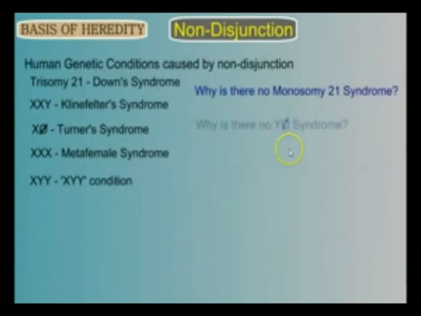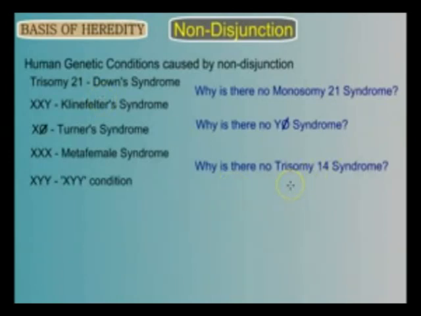Why is there no Y-naught syndrome? We have X-naught syndrome. The answer is that there are too many vital genes on the X chromosome but very few on the Y chromosome. Thus, if the X chromosome is missing, the cell cannot survive. Why is there no trisomy 14 syndrome? And I just picked the number 14 randomly. But we know of trisomy 21. It is a universally known disorder, but we have no documented evidence of trisomy 14 or any other for that matter. It doesn't happen, or maybe only trisomy 21 is a viable offspring.